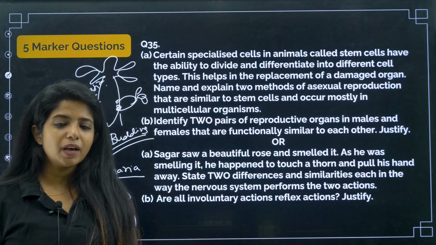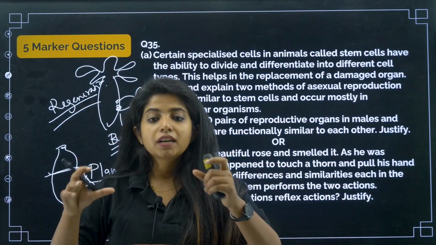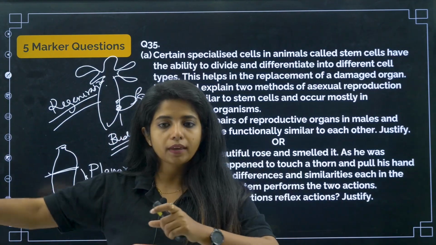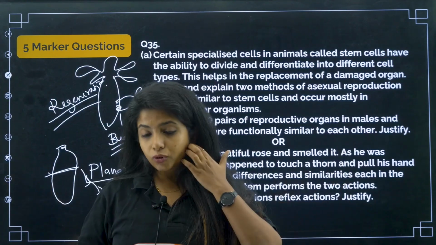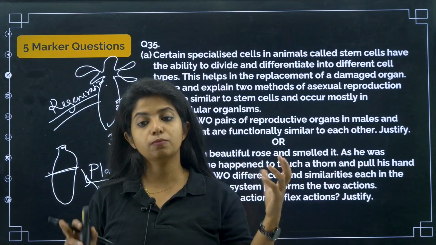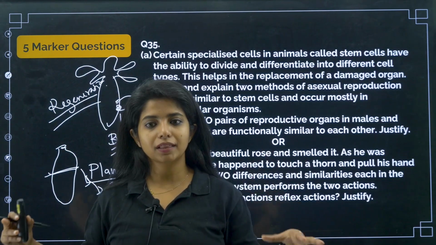In fragmentation, what happens? The organism is there, it cuts down into fragments. Now these fragments can give rise to a whole organism again. They can make the whole organism again, but they do that with the help of the regeneration process. This process is known as regeneration, of regenerating the lost part and things like that.